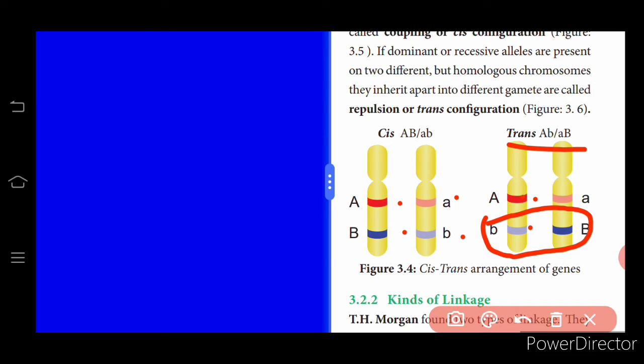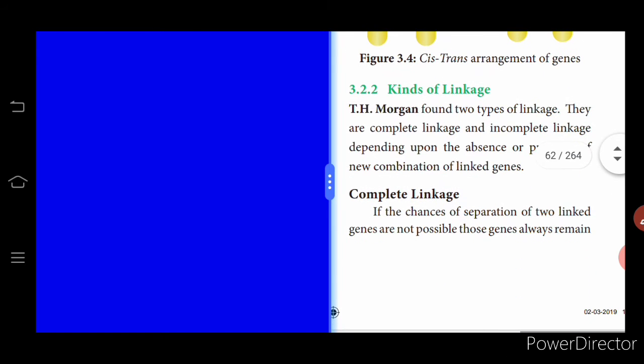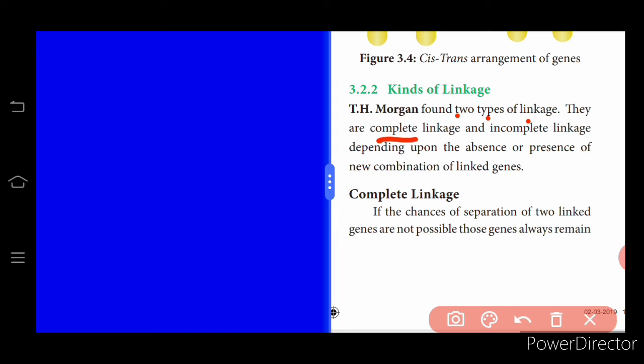Then we will go on to kinds of linkage. What is linkage? When genes want to inherit together. T.H. Morgan found two types of linkages. They are complete linkage and incomplete linkage. Follow. So who found linkages? T.H. Morgan. What are the two types of linkages? Complete linkage and incomplete linkage.